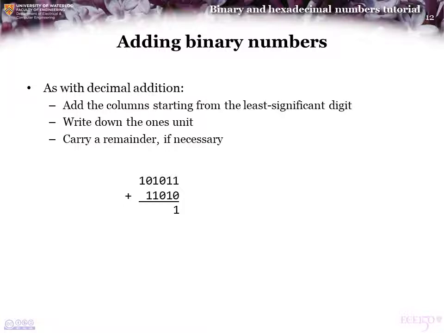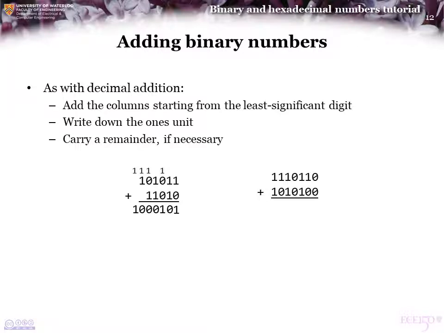1 plus 1 is 1, 0. We write down the 0, carry the 1. 1 plus 0 is 1. Next column, 1 plus 1 is 1, 0. We write down the 0, carry the 1. 1 plus 0 plus 1 is still 1, 0. So we write down the 0 and carry the 1. 1 plus 1 is 1, 0. So we write down the 0, carry the 1. 1 plus nothing else is 1. And so we've summed these two numbers.